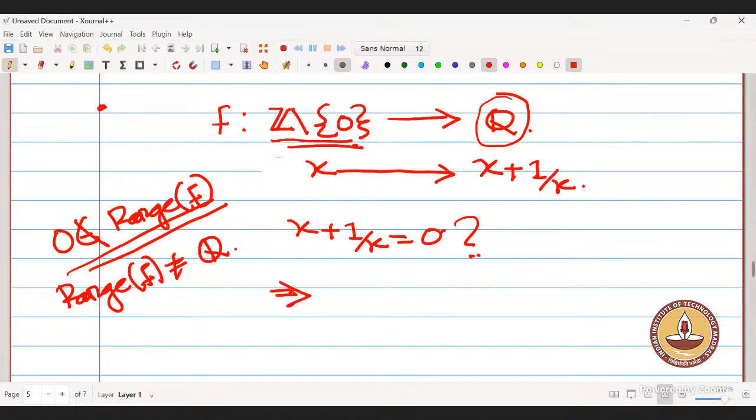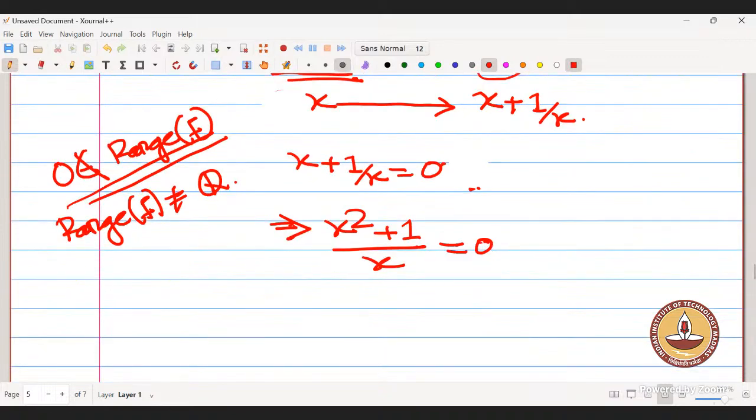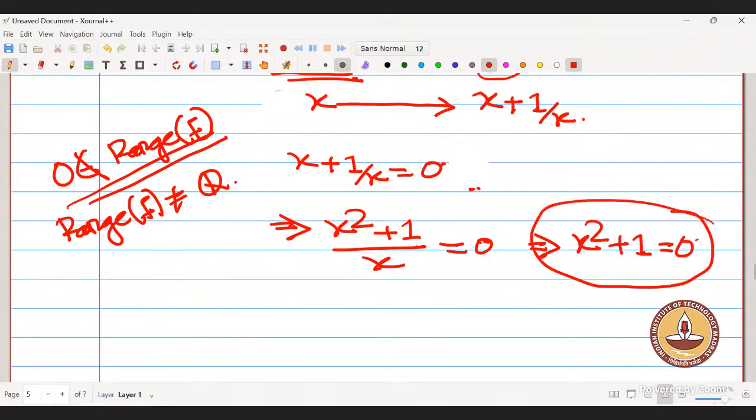Right, sir. So for that I need to show that x plus 1 by x cannot be 0. If you consider this equality, what will you get? (x square plus 1) by x equal to 0. That means x square plus 1 equal to 0, which is not possible. x will give two values, 1 and minus 1? Not 1 and minus 1, it will give you minus i and i, it's imaginary. See, if x is real, then x square is always positive.